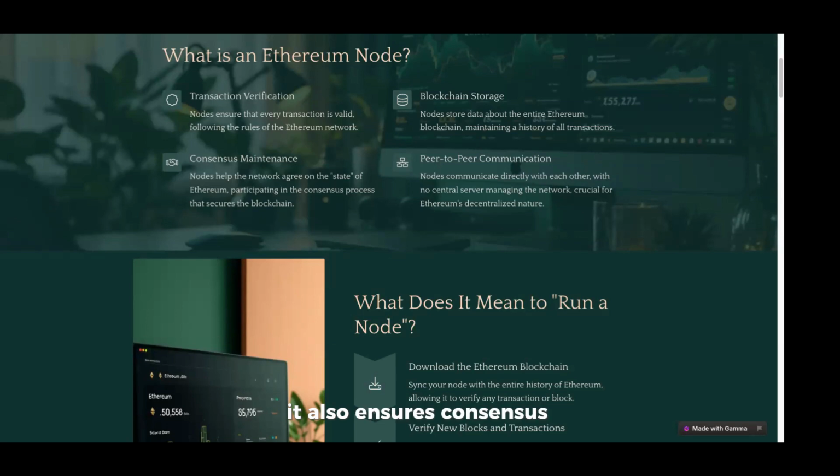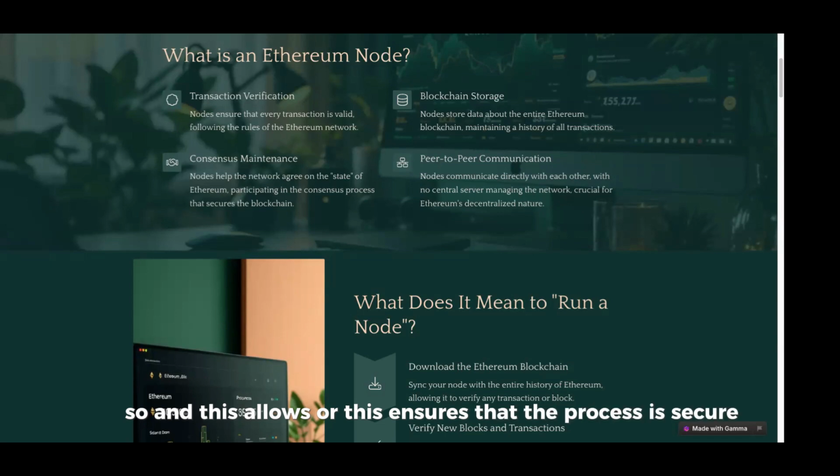It also ensures consensus. So last week we were also introduced to consensus mechanism. It's more like the way or the approach in which nodes agree, in which the system agrees. So nodes help the network to agree on the state of the network. And this ensures that the process is secure.